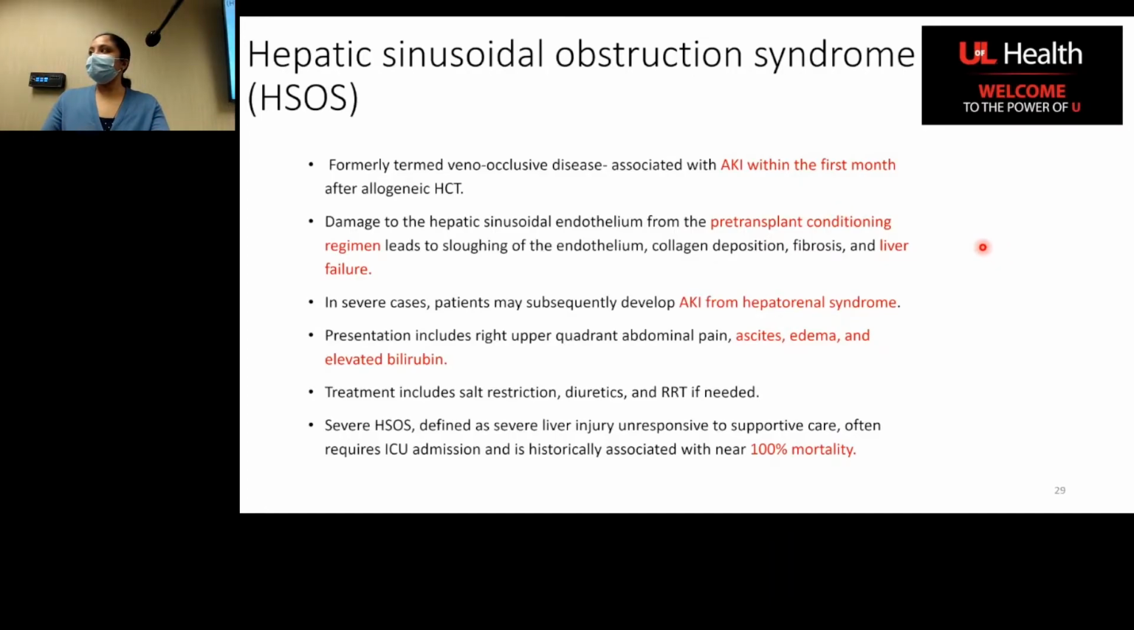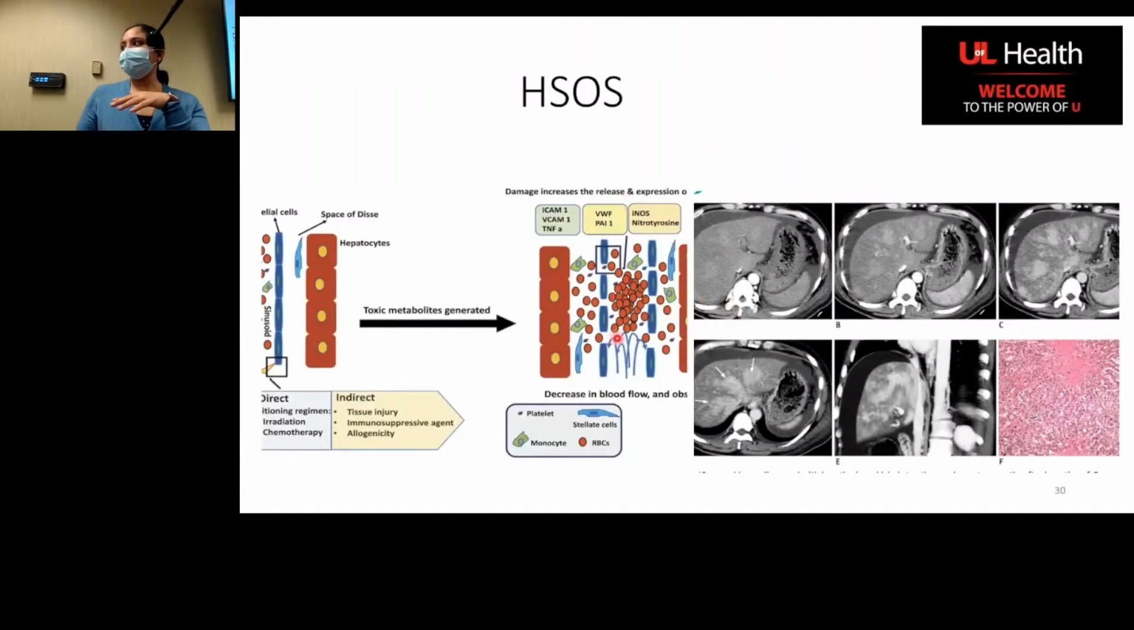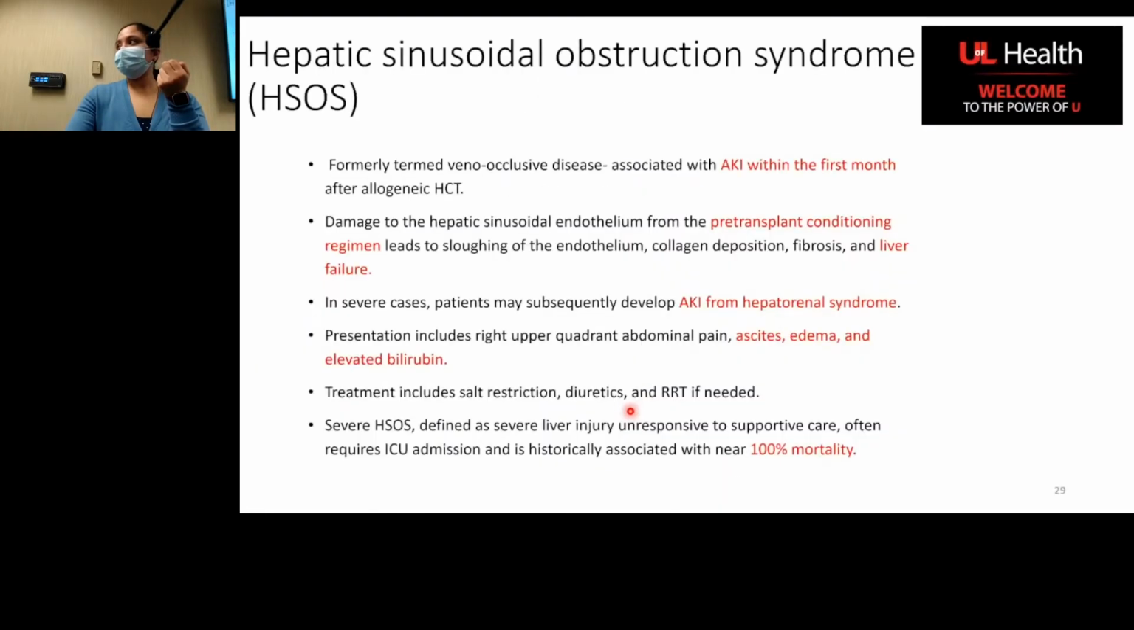In this, what happens is before the transplant, the pre-transplant conditioning regimen that is given, such as melphalan, can induce sloughing of the endothelium of the hepatic sinusoids and eventually lead to fibrosis and obstruction and lead to liver failure. And these patients can mainly develop hepatorenal syndrome, and that's why it has pretty much 100% mortality.